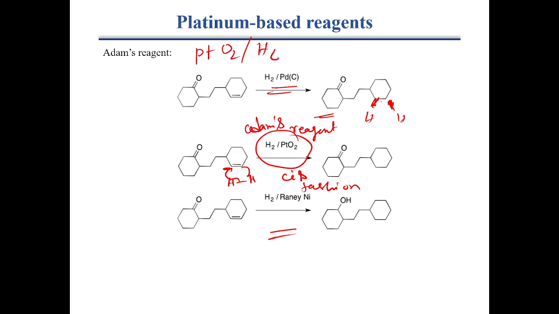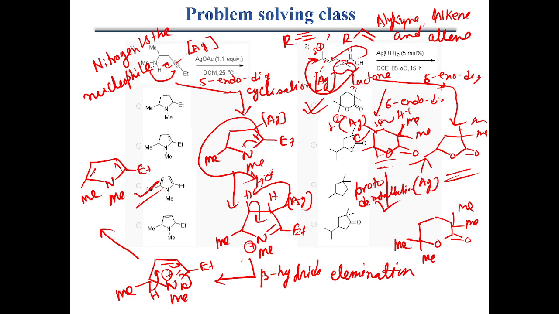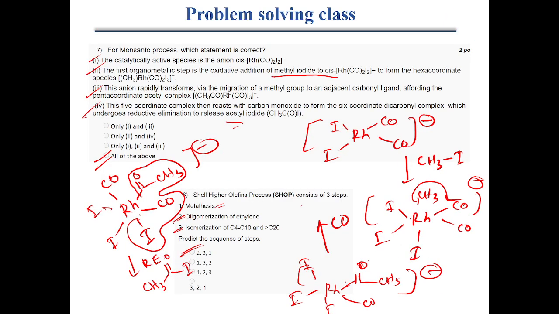And then I have discussed the Adams reagent, platinum oxide under hydrogen, which undergoes hydrogenation reaction via cis orientation. These are the questions.